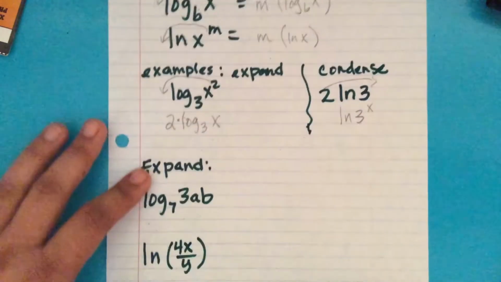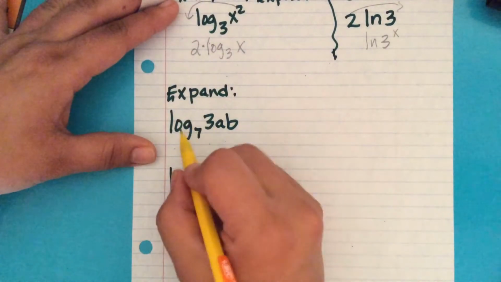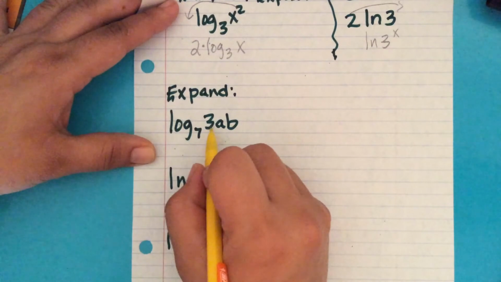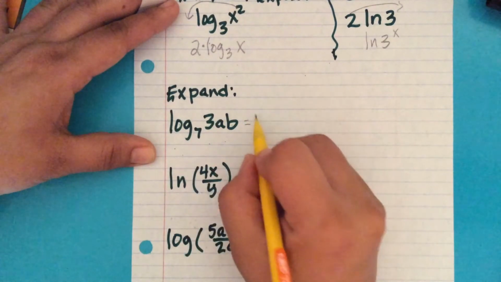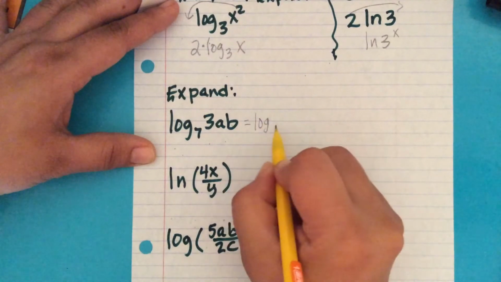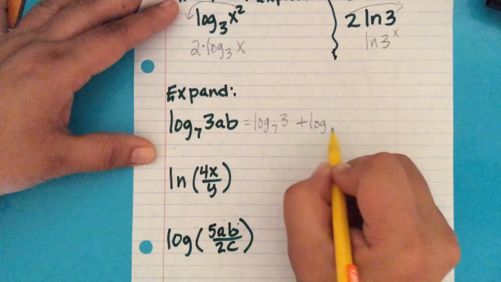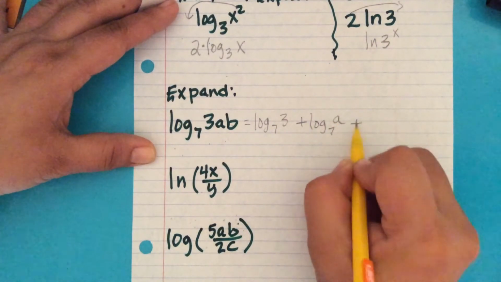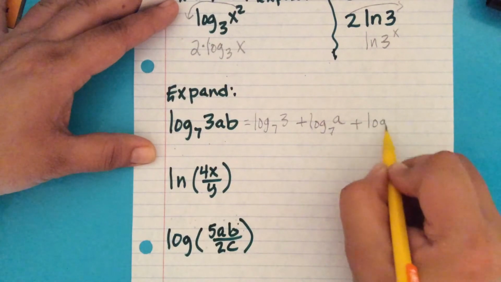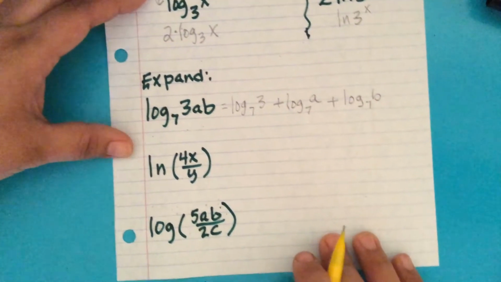So now we're going to do some examples where we're going to use all three rules to expand. So we have the log base 7 of 3ab. This means multiply. So when you multiply, you're going to separate them with an addition. Log base 7. Make sure you put your base, because if you don't, then it'll be incorrect. Log base 7 of b. And so that's how you expand that one.